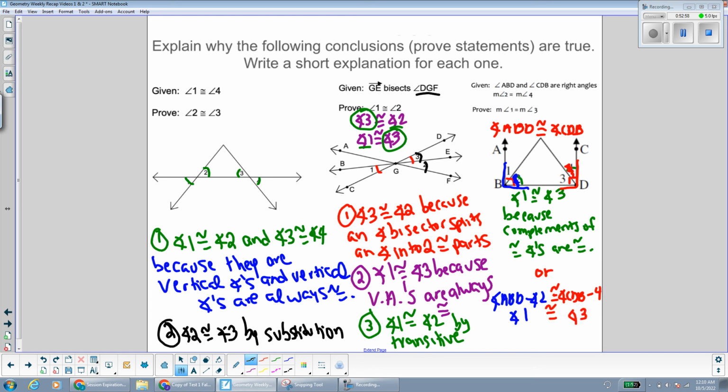Our subtraction here works because we're starting with two congruent things. Angle ABD and angle CDB are congruent right angles because all right angles are congruent. And we're subtracting two congruent things. Angle 2 is congruent to angle 4 because we're told that in the given information. That's the subtraction postulate of congruence. We can replace the subtraction with what it actually is. We can say this minus this is this minus this is this by the substitution postulate. So this would be subtraction, and this would be substitution.